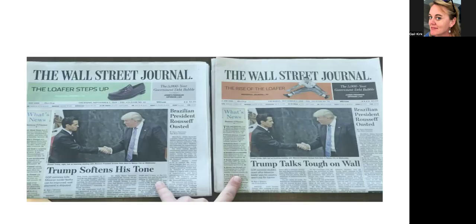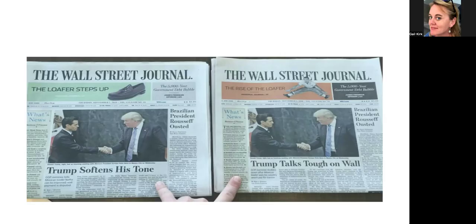There's also things like this. This is the Wall Street Journal. It is the same day. It's the same picture. It's a slightly different ad, but it is the same picture and it's a slightly different headline. In one, you've got Trump softens his tone, and the other one, Trump talks tough on Wall. Why do you think this newspaper, Wall Street Journal, stopped the presses in the middle of this and started to change their headline? Well, it's probably to persuade a certain audience to buy it.